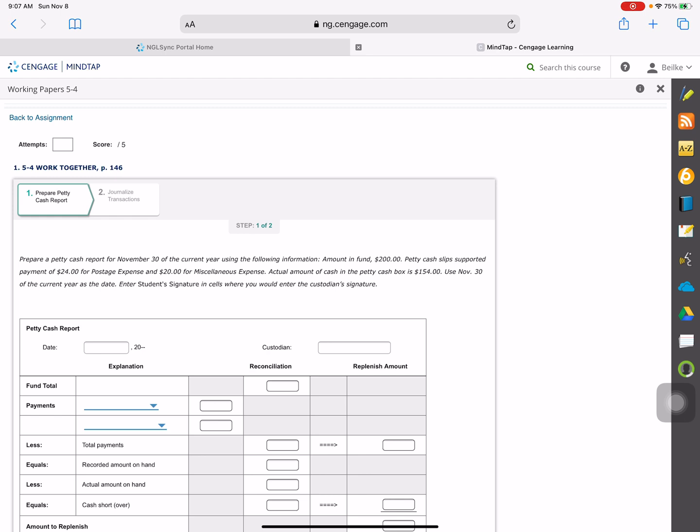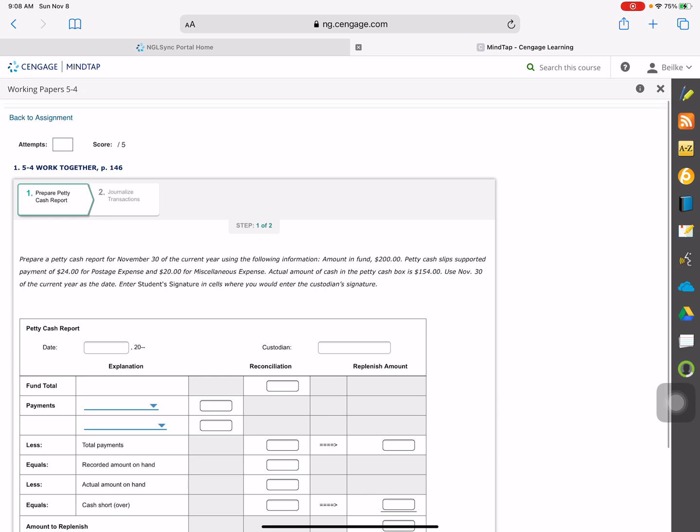Amount in fund is $200. Petty cash slips supported payment of $24 for postage expense, $20 for miscellaneous expense. Actual amount of cash in the petty cash box is $154. Use November 30th of the current year as the date. Enter student's signature in the cell where you would enter the custodian's signature.